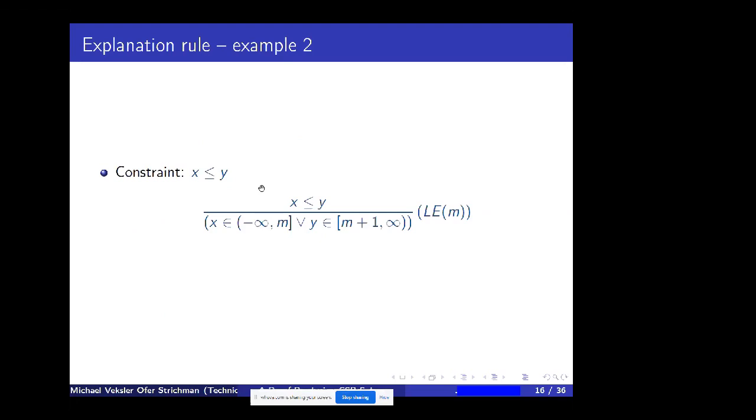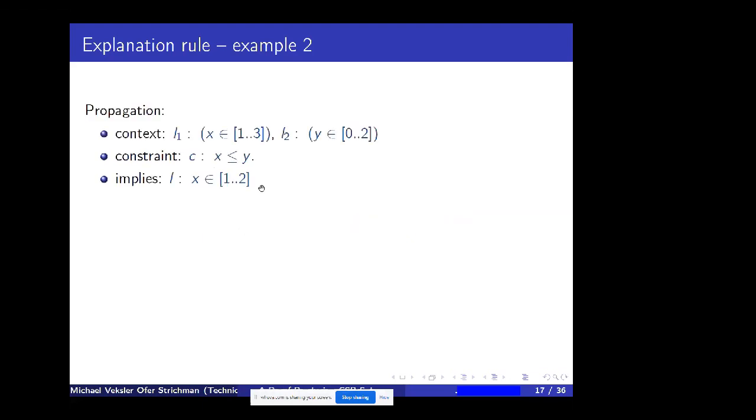Again, let's take an example. Suppose that m is equal to 7, and suppose that the consequent is false. If the consequent is false, it means that x is bigger than 7, and y is smaller or equal than 7, which is clearly impossible if the premise holds. So this is, again, a sound inference rule.